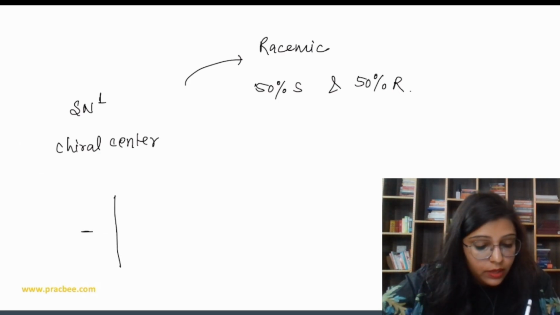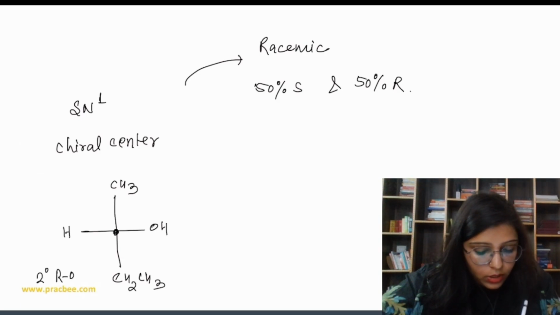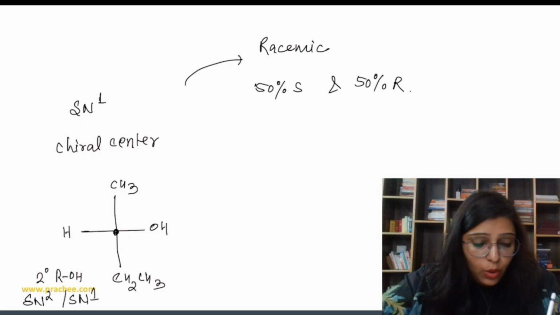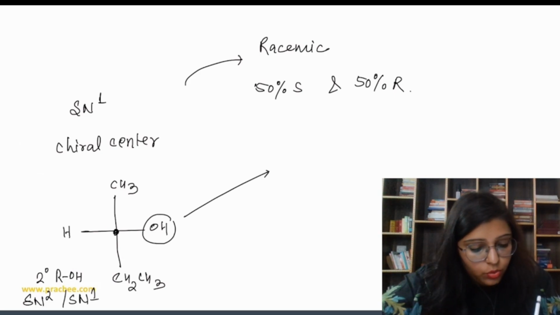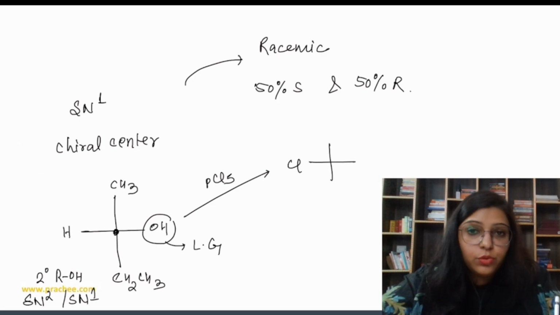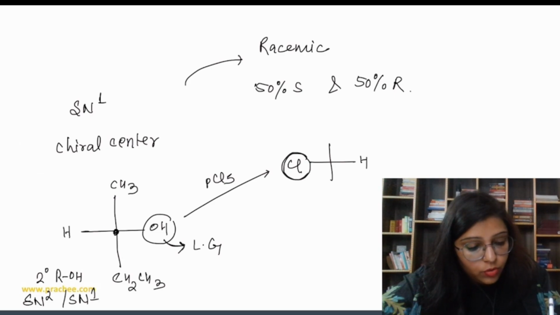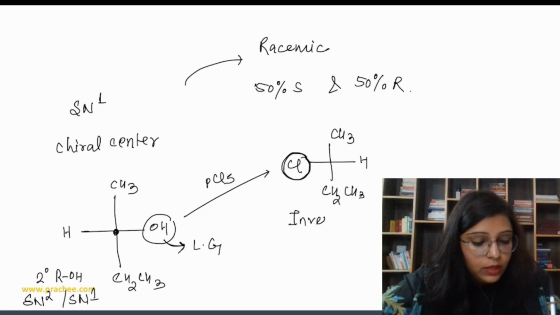How to understand inversion? Suppose we have OH, we have CH3, this is CH2CH3, and this we write as H. So this is a 2-degree alcohol, so we can say SN2 can happen, even SN1 can happen in 2-degree. So what happens? Inverted product. See, OH is going to be the leaving group. If I react this with PCl5, Cl comes over here, H comes over here. Here the OH leaving group is on the right hand side, so Cl, which is a nucleophile, is going to be on the left hand side. CH3, and this is CH2CH3, and this is the inverted product.